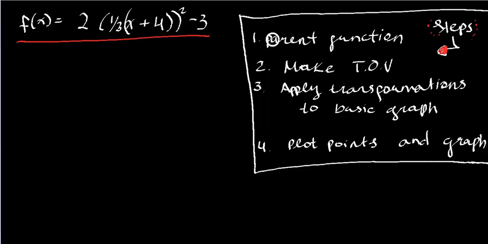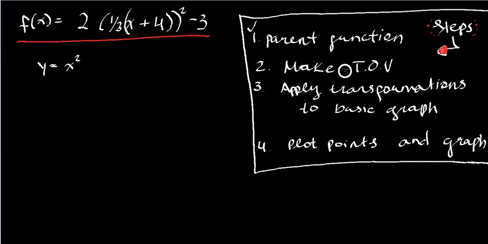So the first thing, identify the parent function. We just said this is x squared, right? You can see the x, you can see the squared. You know what x squared looks like, right? Something like that. A traditional curve. So we got our first thing done.